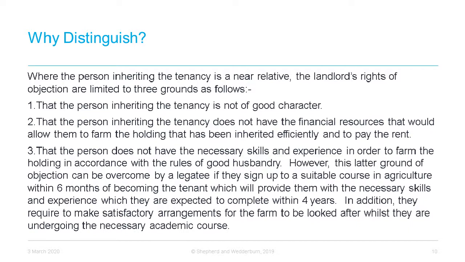The third category of objection is that the person doesn't have the necessary skills and experience in order to farm the holding in accordance with the rules of good husbandry. However, there is a get out of jail card, which is that even if the person inheriting has no skills and experience whatsoever, as long as they sign up to a suitable course in agriculture within 6 months of becoming the tenant, that will provide them with the necessary skills and experience, and that they're expected to complete the course within 4 years, and they make satisfactory arrangements for the farm to be looked after in their absence, the skills and experience objection will not be sustained. So if you're a near relative, an objection will only be sustained if it can fall within one of those three categories.